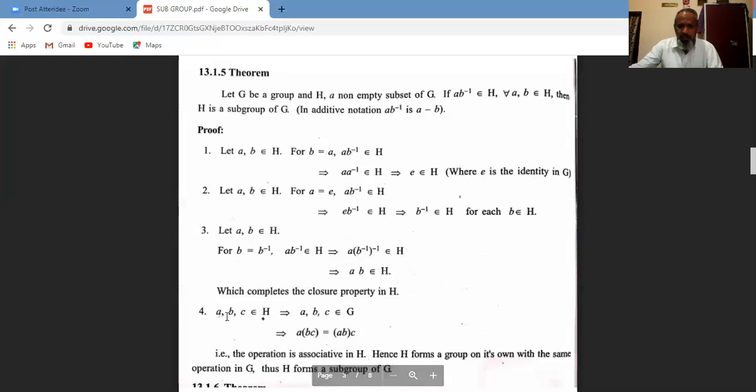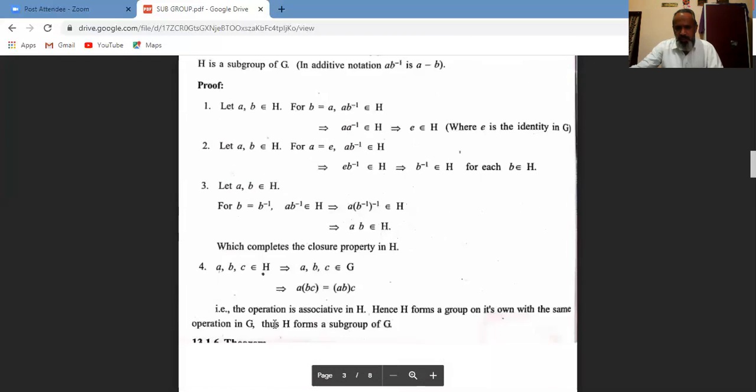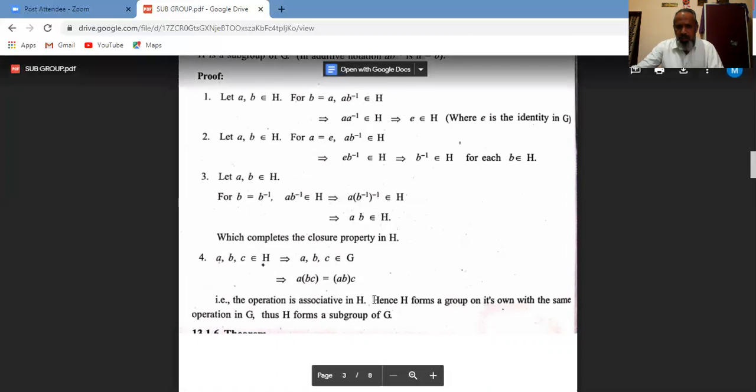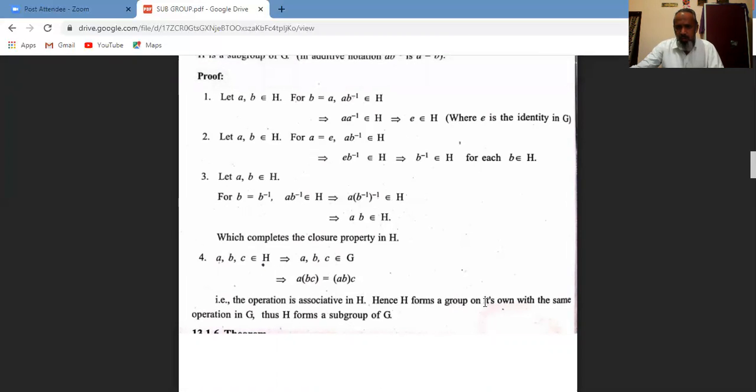Now let us take three elements A, B, C belongs to H. This implies these three elements also belong to G, and A into B C is equal to A B into C, because G is a group and A, B, C belongs to G, and this condition will be satisfied. If this condition is satisfied in G, then it is also satisfied in H. So H satisfies all the properties of a group. So here H is associative, hence H forms a group on its own with the same operation in G. Thus H forms a subgroup of G.